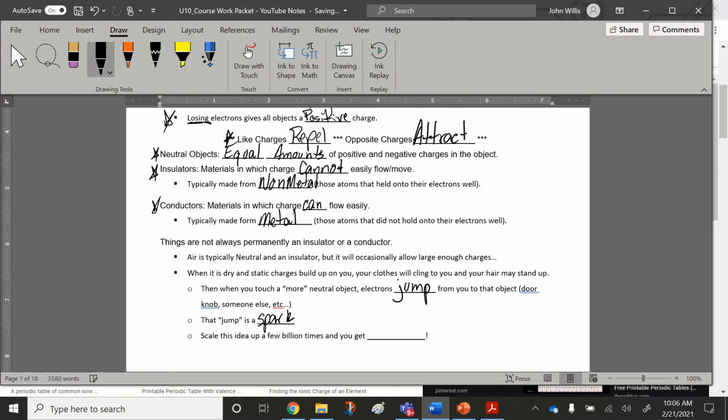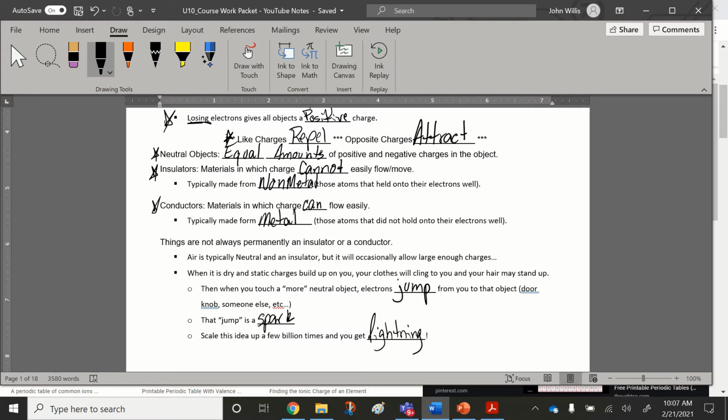This is how spark plugs in your car are designed to work. One end of that plug builds up a large static charge, and then it jumps from one end of the plug to the other, and it just happens to jump through volatile fuel, and the fuel combusts and explodes, and it propels your car forward, and it's really kind of cool, unless you have a diesel. But that jumping of electrons is your spark. Scale it up a few billion times, and you do get lightning. Right? The atmosphere doesn't easily conduct electricity, but occasionally it can if you build up a sufficient charge.